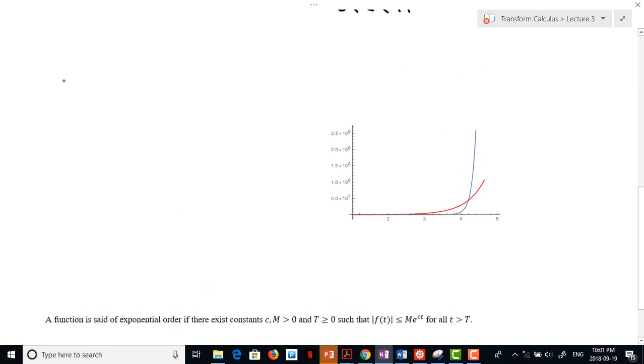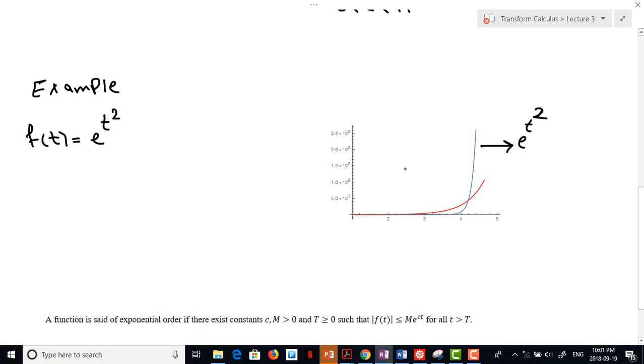We want to see if f(t) equal to e to the power of t squared is of exponential order or not. So in this case, the blue one is e to the power of t squared.